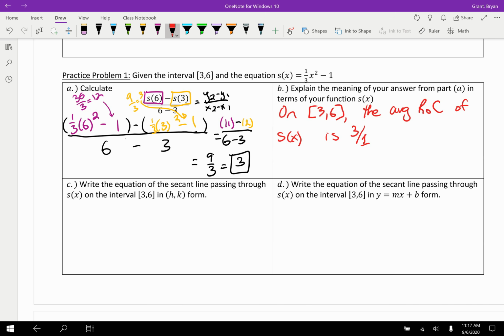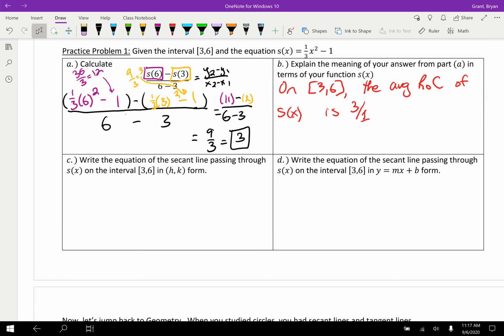So, okay, part C. Write the equation of the secant line passing through s of x on that interval. Well, equation, secant line, we know how to write the equation of a line in HK form. I'm going to go ahead and use y equals because someone already used s of x, so I can't use that as secant here. Rude. Oh wait, I wrote this problem. We are of course going to have our slope, and then we're going to have x minus our a value plus f of a.